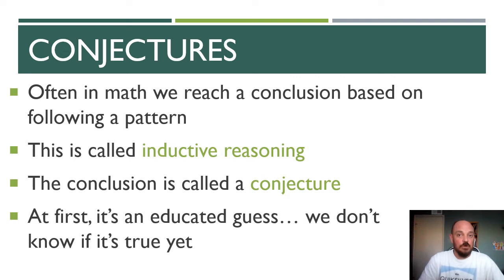Now, at first, a conjecture is just a guess. What we like to call it is an educated guess. It means it's not just a guess, it's not just like, maybe it's 2. It's saying, I've thought about this, and I have a pretty good guess about what this is going to be. But we don't know if it's true yet. The second step is to prove it, and that's what we're going to work on throughout Module 12.